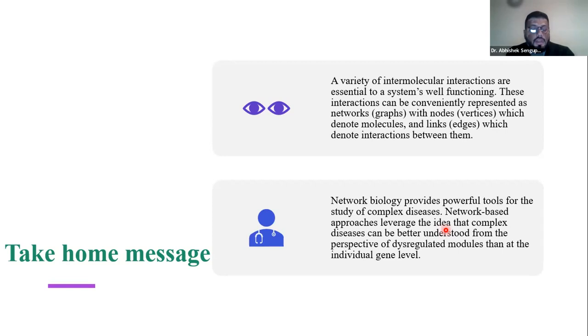These interactions can be conveniently represented as networks, that is graphs, with nodes which denote molecules or the components, and the links which denote the interactions between them. Network biology is a part of systems biology, but it provides a powerful tool, an elegant way of studying complex diseases or complex problems in biological sciences or biomedical sciences. Network-based approaches leverage the idea that complex diseases can be better understood from the perspective of dysregulated molecules than at the individual gene level. So I guess I'm almost at the end of my talk.